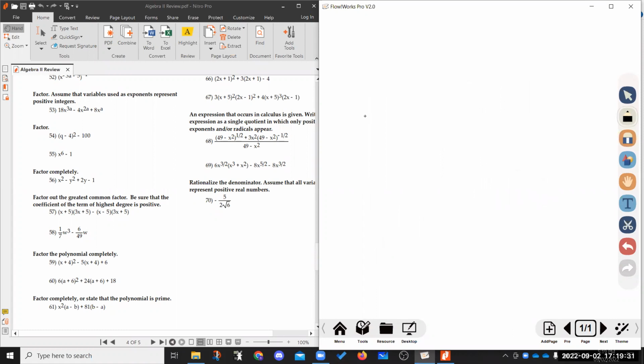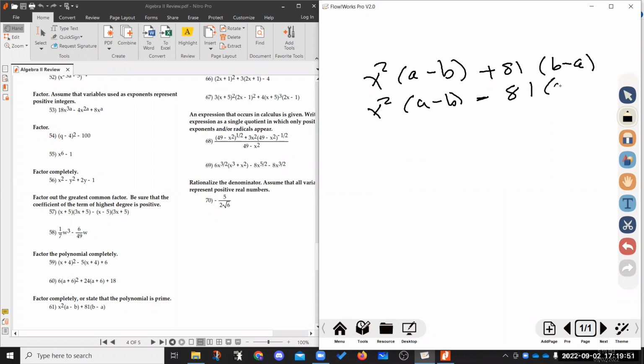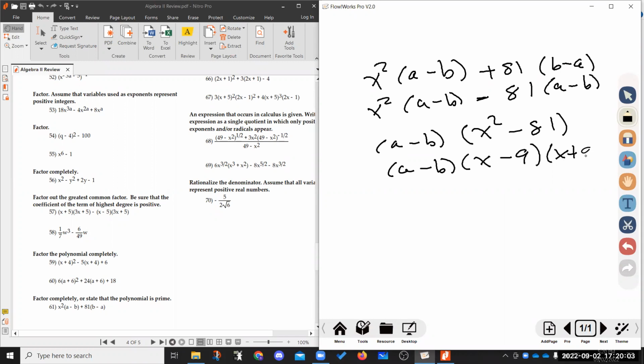Now we're going to factor completely or state that the polynomial is prime. X squared times a minus b plus 81 times b minus a. A minus b and b minus a are opposites. So I'm going to change this into minus 81, a minus b, factor out a minus b, make this x squared minus 81, a minus b times x minus 9 times x plus 9. It's completely factored.